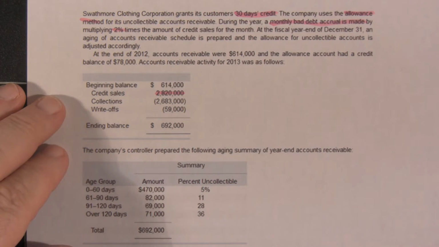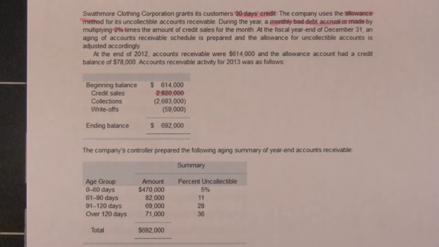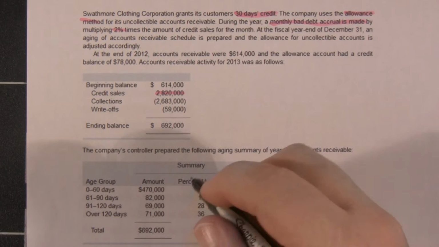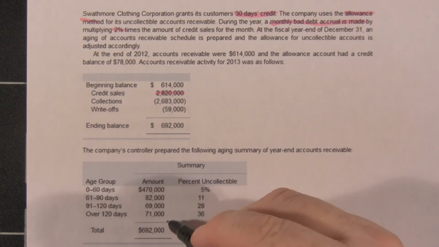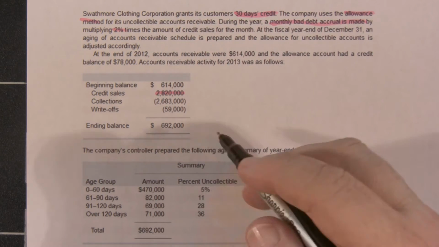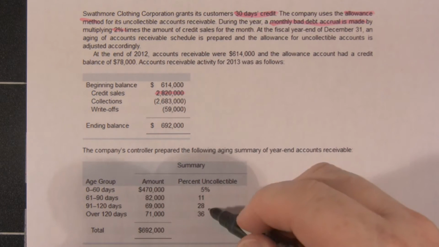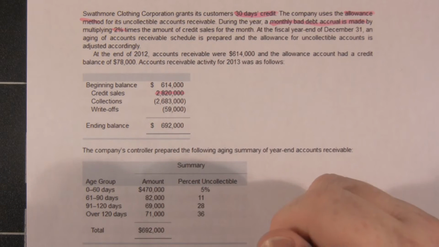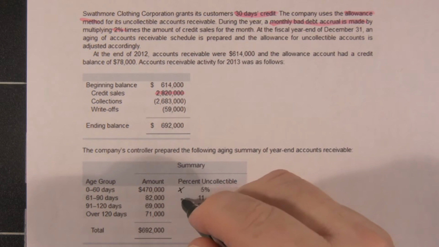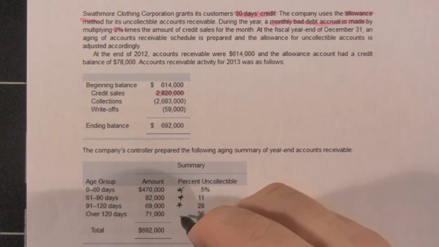Okay, we got that piece. Now that's just the monthly one. Now this is year end. So at year end, we have to do our aging schedule. And this is our aging schedule. They tell us this is the amount. Someone went through and looked at all the accounts and estimated what percentage of those were going to remain uncollected. So we're just going to go through and do this multiplication.